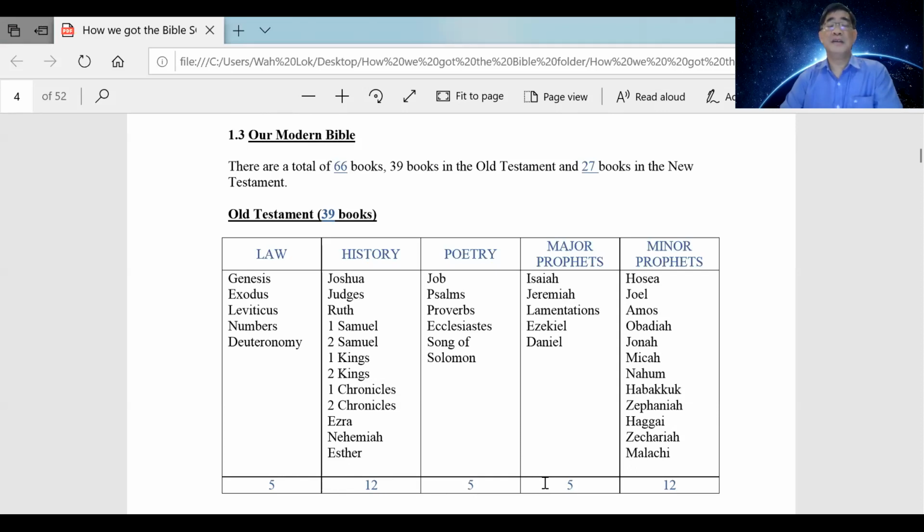5 books of poetry, 5 major prophets, and 12 minor prophets.